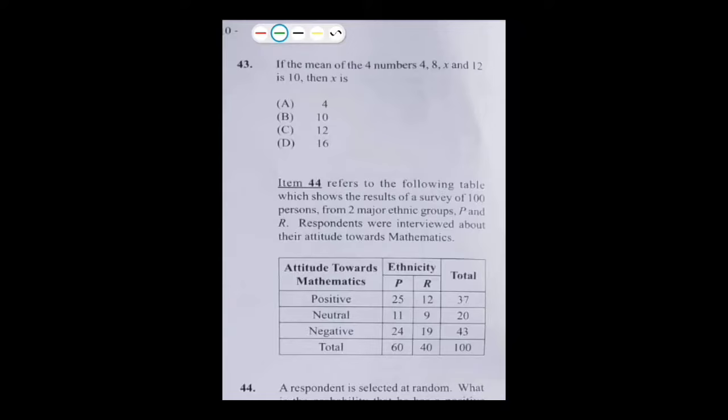We know when we're finding the mean, it means that the numbers are divided by the amount of numbers we have. So you add them up, so it's going to be 4 plus 8 plus x plus 12 divided by the total of the numbers, so it's 4 numbers, and then that is equal to 10. Now we need to add up the numbers on top. So 4 plus 8 would give us 12. Then 12 plus 12 would give us 24. So that's 24. X is equal to 10.